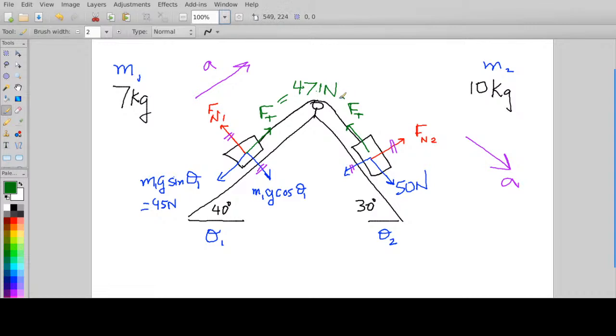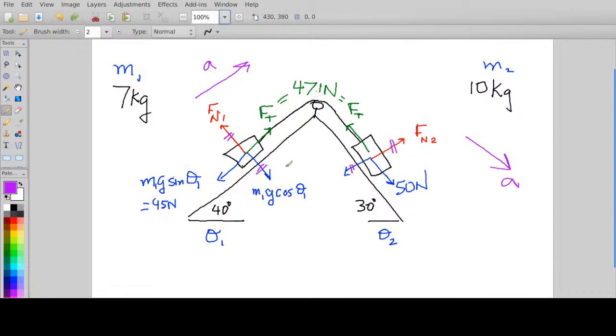That, and this Ft is the same. Remember a minute ago I said this Ft has to be bigger than that so that the 7 kilogram mass accelerates uphill, and sure enough we got 47.1, which is bigger than 45. So yes, Ft is bigger than the 45.